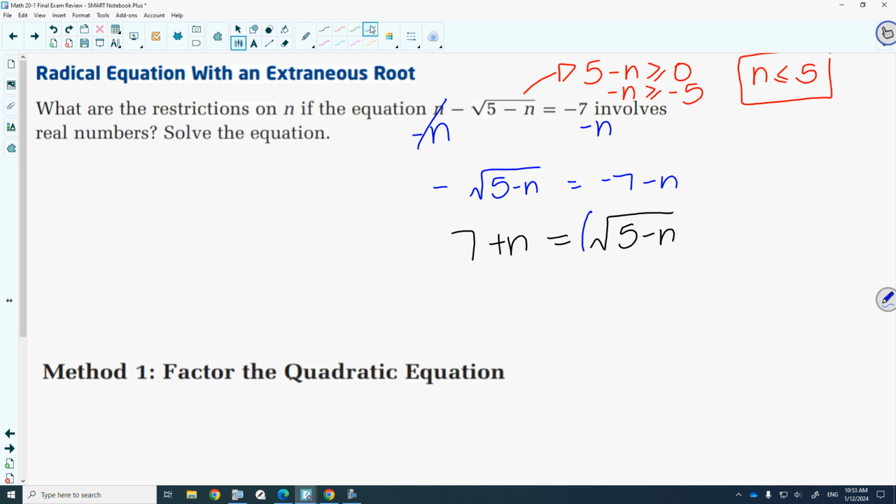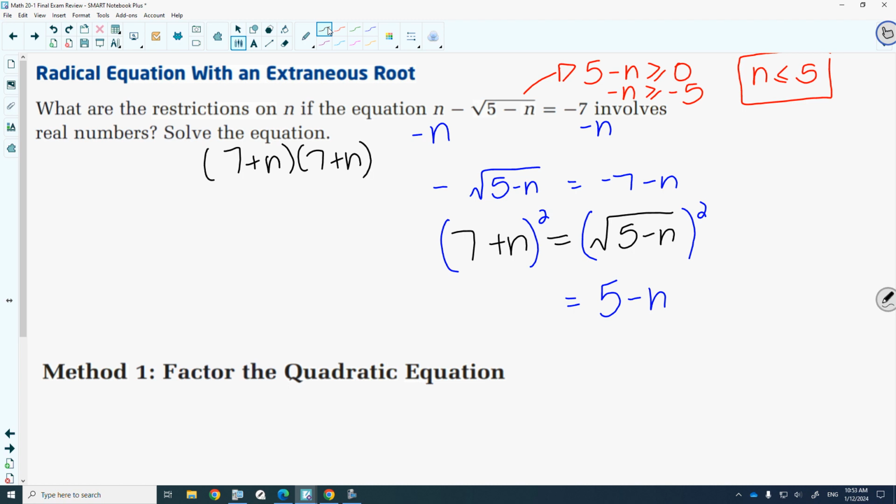Now my radical is isolated. To get rid of the square root, you're going to square both sides. On the right-hand side, I've got the radicand, which is just 5 minus n. On the left-hand side, I have 7 plus n times 7 plus n, and I have to do the distributive property. So do not take that 2. You are not allowed to do this. You have a binomial squared. So I will have 49 plus 7n plus 7n, which is plus 14n, plus n squared.